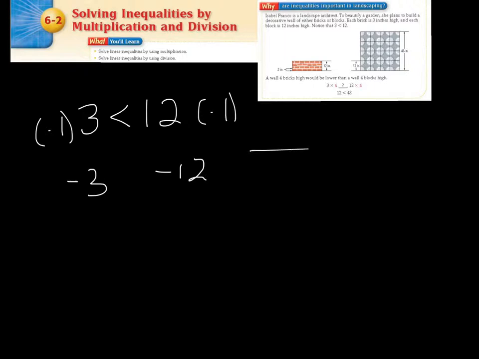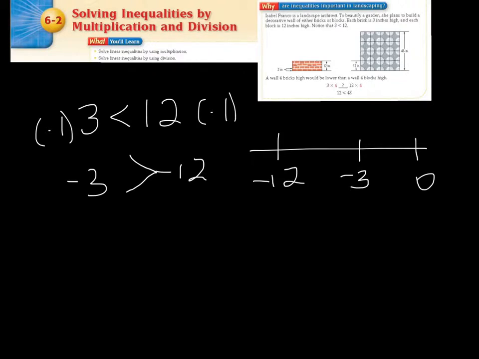3 is less than 12. We can agree on that. Now, if we multiply both sides by -1, we'd have -3 and -12. If we looked at those numbers on a number line, -12 would be further to the left than -3. So -12 is now less than -3, or we could say -3 is greater than -12.